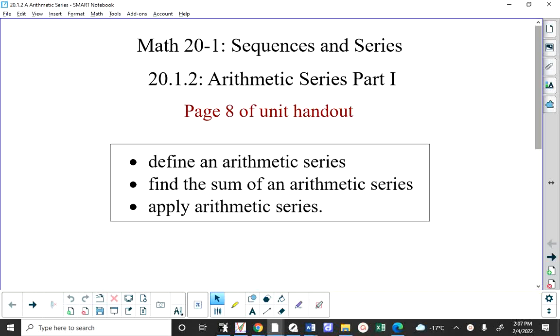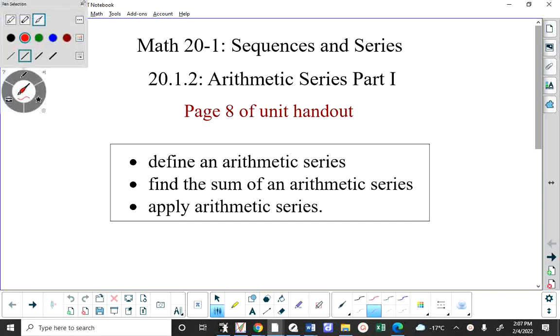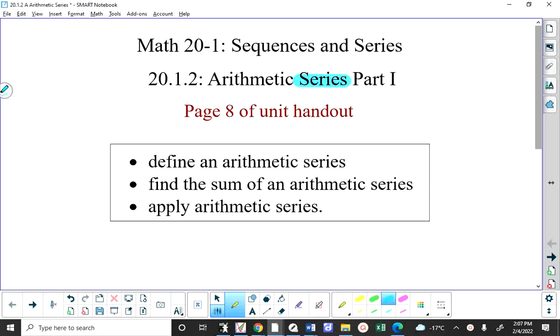And it's looking like it's going to be page 8 of your unit handout. And what we're looking at today is called an arithmetic series. And boy, the difference between that word and the word we've been using, which is sequence, is huge, but it's a subtle difference in terms of the word, right? You see sequence, series, it's all math. No, it's different.